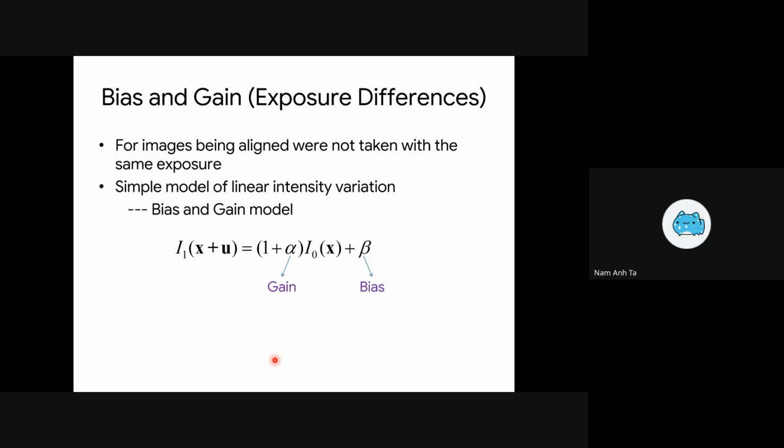In practice, images often have different lighting or exposure. To handle this, we will use the bias and gain model. You might have heard of this before. Instead of assuming the intensities are identical, we model the change linearly. Here, alpha is the gain, which adjusts the contrast, and beta is the bias, which accounts for a global shift in brightness. By solving for these parameters along with the displacement, we can achieve a more accurate alignment, even if one frame is significantly brighter than the other.